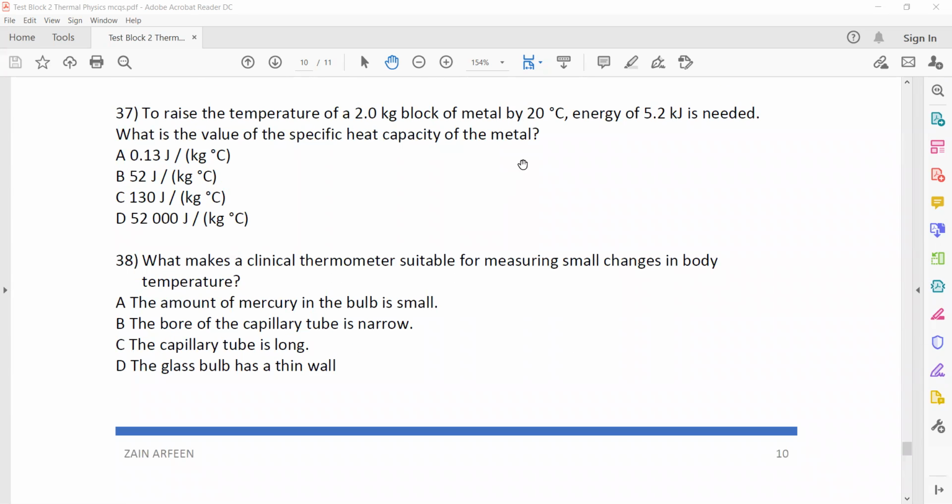To raise a temperature of a 2 kilogram block by 20 degrees, 5.2 kilojoules is needed. What is the value of the specific heat capacity? This is kilojoule, so 5.2 kilojoules means 5.2 multiplied by 1000. So it will be 5200 joules. The temperature change is 20 and the mass is 2 kg. We need specific heat capacity, which is energy 5200 divided by mass, which is 2, divided by change in temperature, which is 20. So when you substitute these values, C will be the right answer.